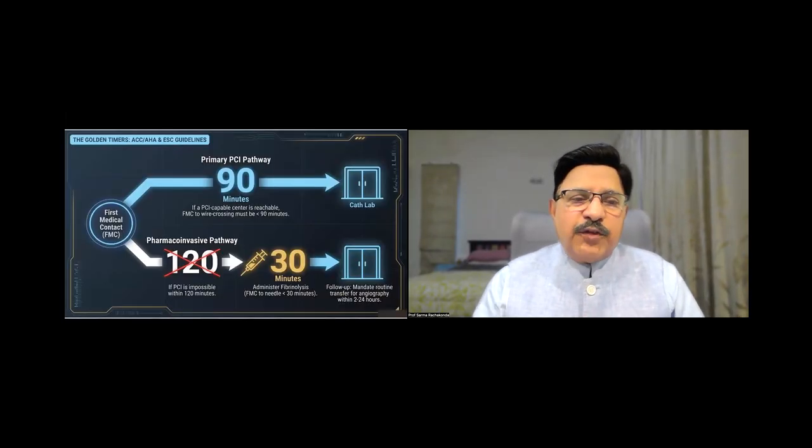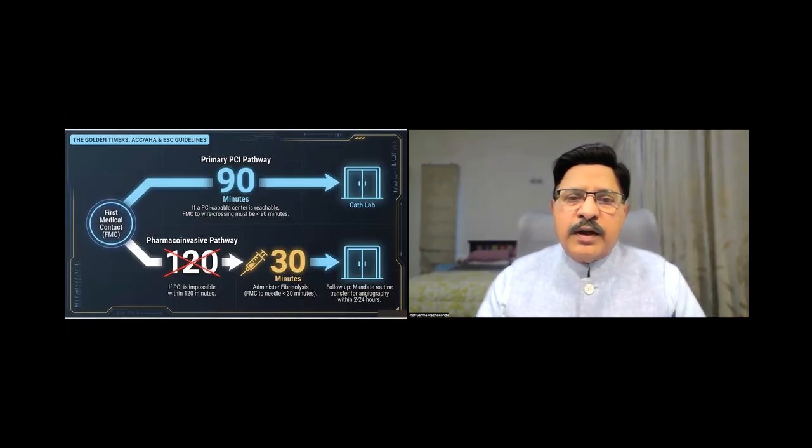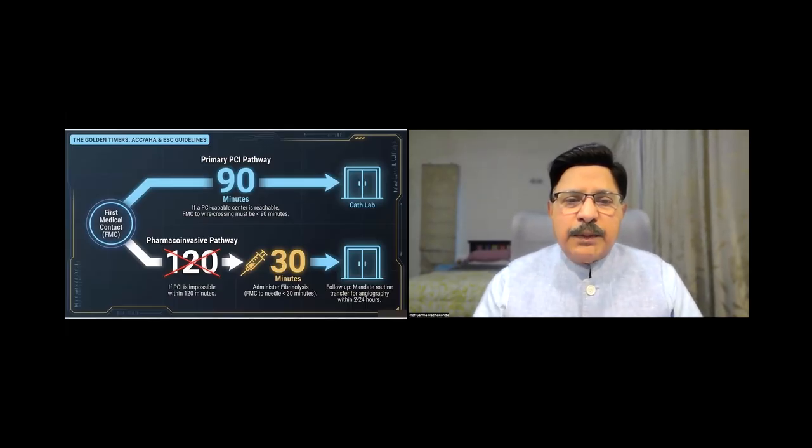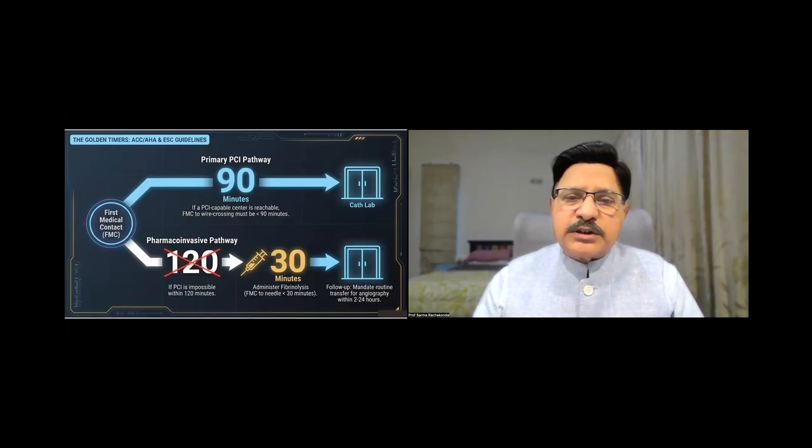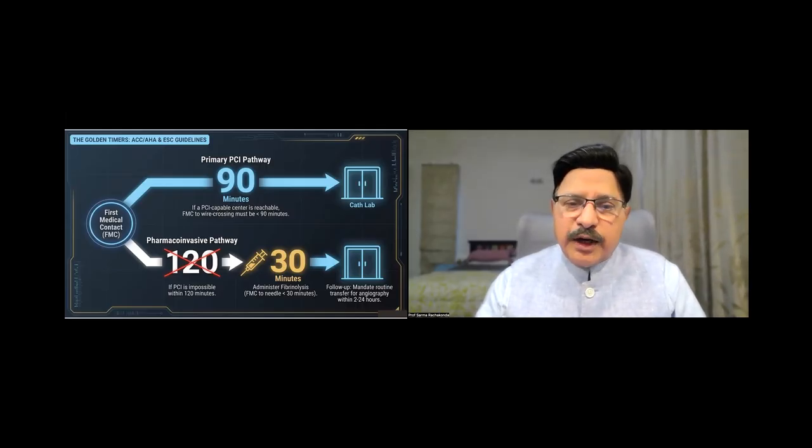Now, FMC, first medical contact, within 90 minutes. Is there a primary coronary intervention, PCI capable center? Can the patient be shifted there? Or if your hospital is having, within 90 minutes, you must cross the wire across the lesion. That is, the door to wire time, door to crossing time must be less than 90 minutes. Then the outcome is excellent.